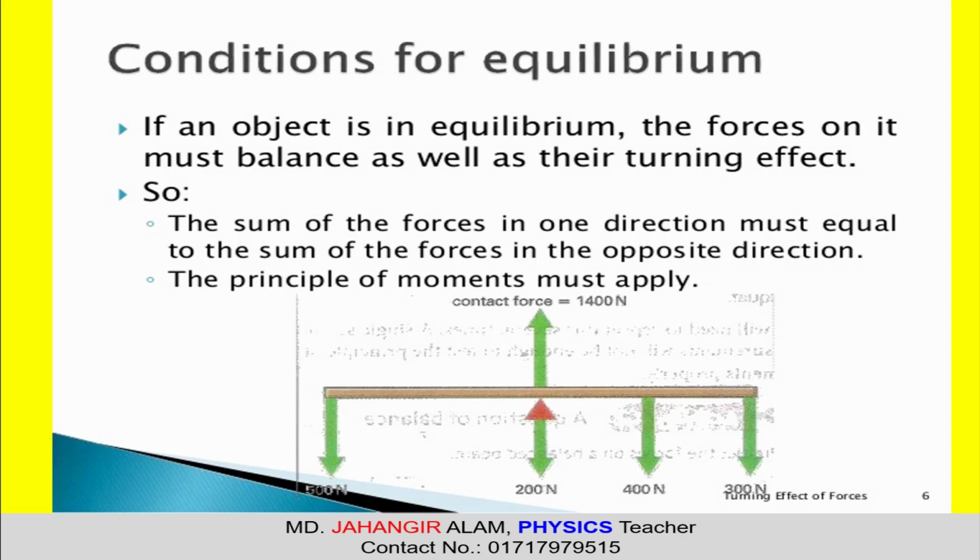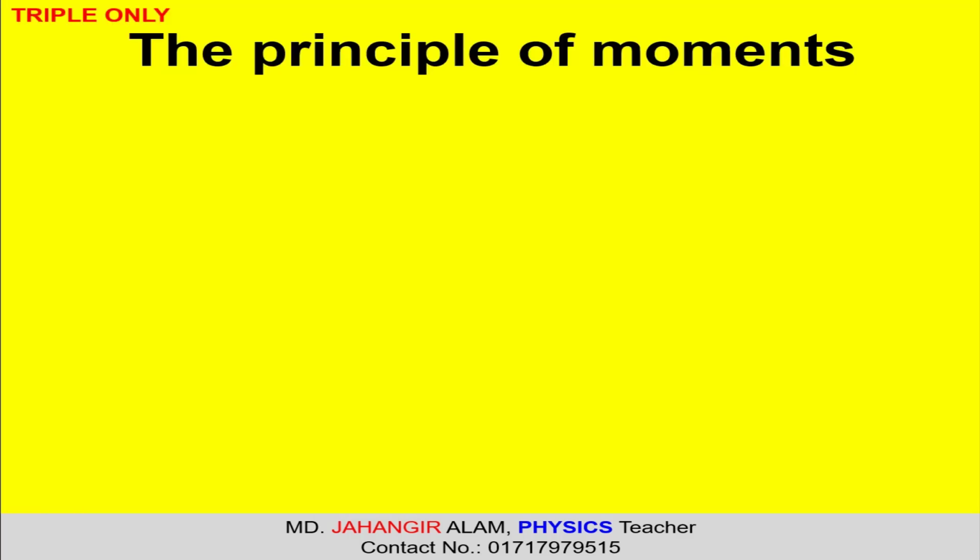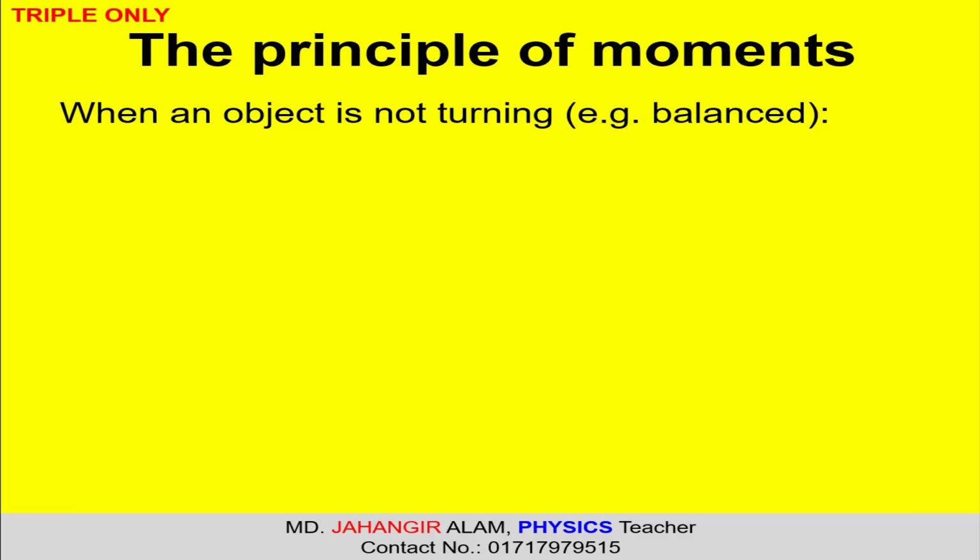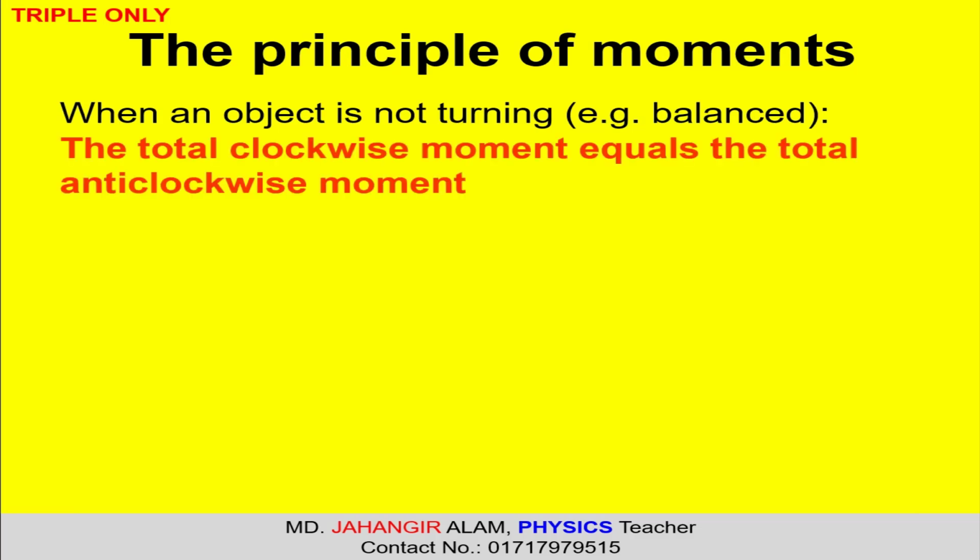Condition for equilibrium. If an object is in equilibrium, the forces on it must balance as well as their turning effect, that means moment. So the sum of the forces in one direction must equal the sum of the forces in the opposite direction. The principle of moment must apply. So for an equilibrium or balanced object, the total clockwise moment is equal to the total anti-clockwise moment. Principle of moment: when an object is not turning, that means balanced, the total clockwise moment is equal to the total anti-clockwise moment.